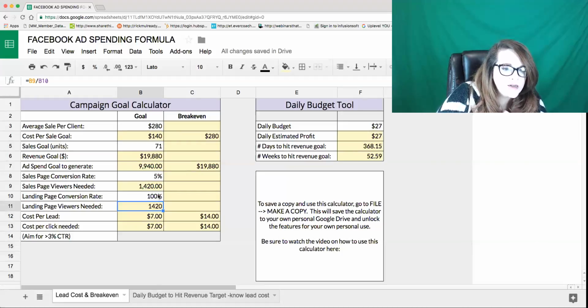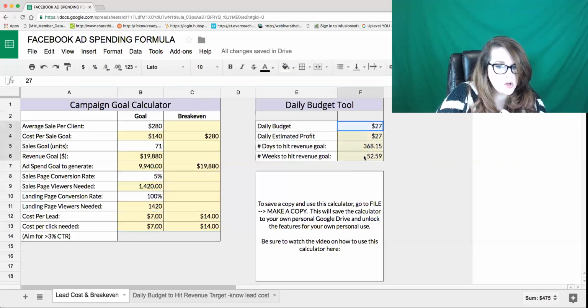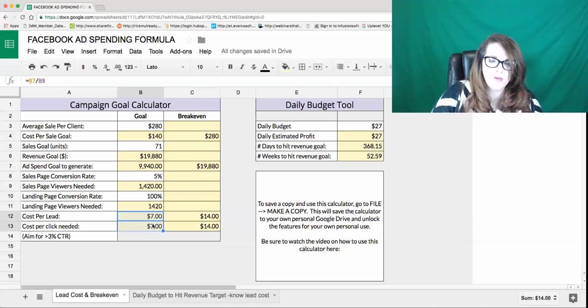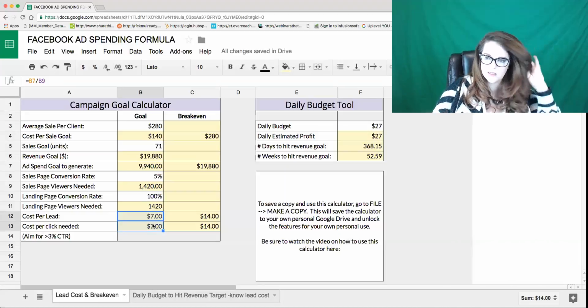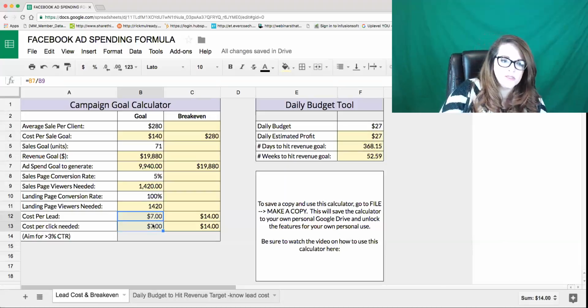So I have 100% conversion on this, 5% conversion on that, then you can see I can spend up to $7 per lead. This doesn't really change a whole lot. However, if I can spend $7 per lead, I've got a lot more flexibility within my Facebook ads budget. So this is where finding that sweet spot between what the length of my funnel looks like versus the cost per lead that I can use, right?